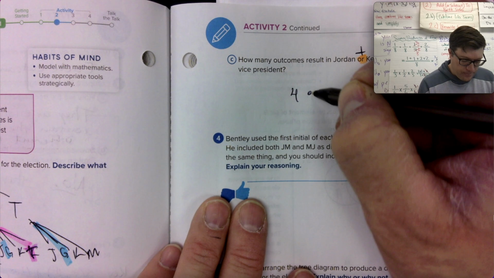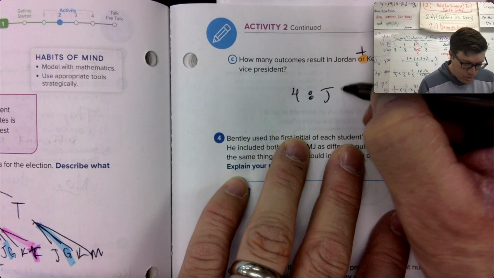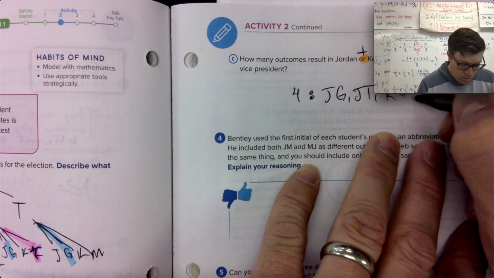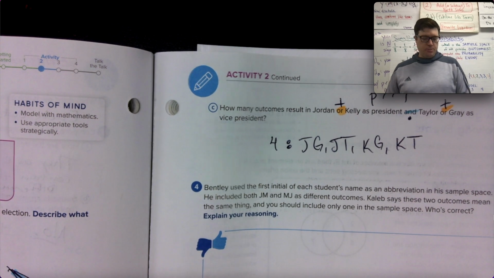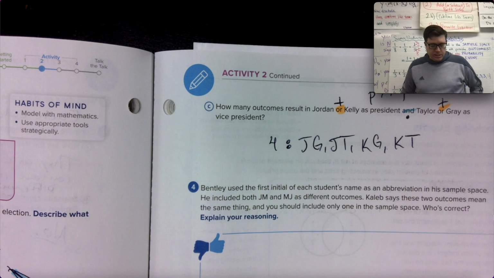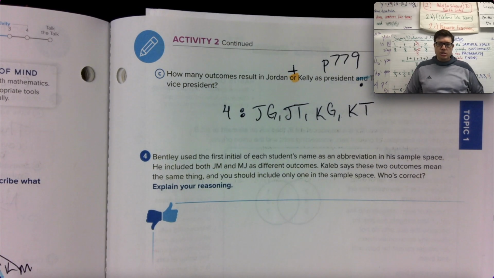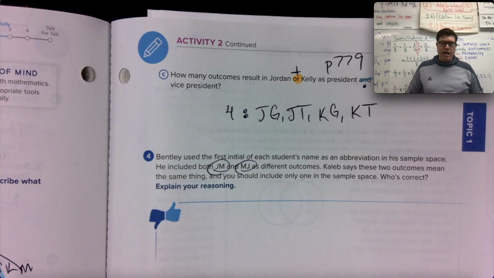Here they are. Write it in again. Jordan Gray, Jordan Taylor, Kelly Gray, or Kelly Taylor. There are 4 outcomes for president, vice president with this scenario happening. Now, if Bentley used the first initial of each student's name as an abbreviation in his sample space, so he included JM and MJ, which we've done, JM and MJ as different outcomes.